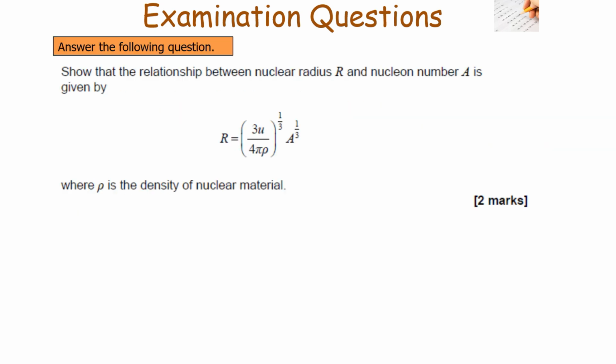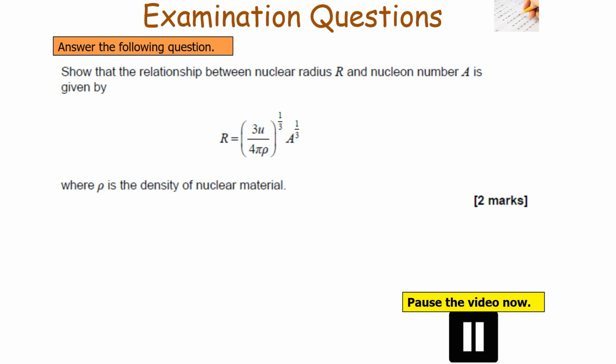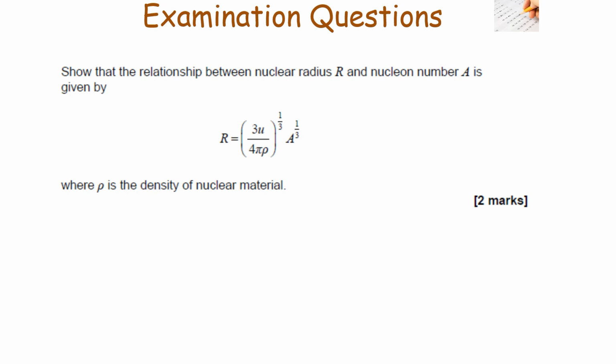The next question says, show that the relationship between the nuclear radius r and the nuclear number A is given by the following equation, where ρ is the density of the nuclear material. So pause the video now, then unpause the video when you want to go through your answer. Right, so how would you answer this particular question?